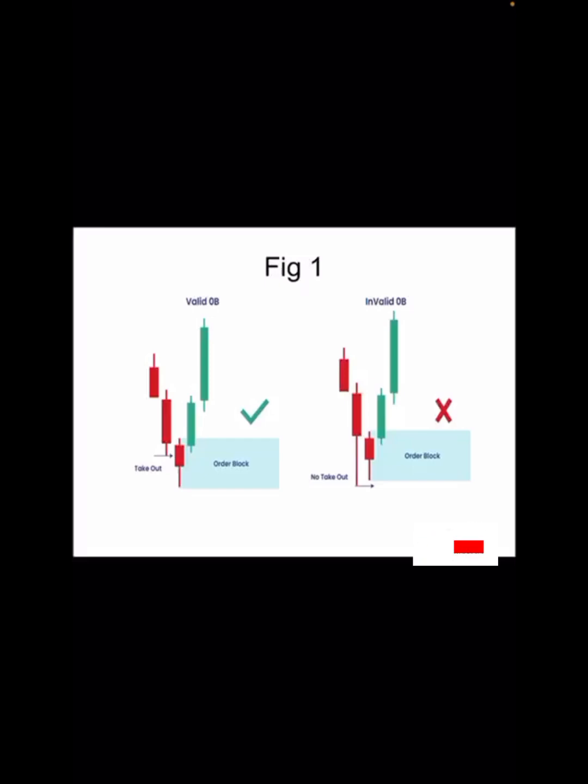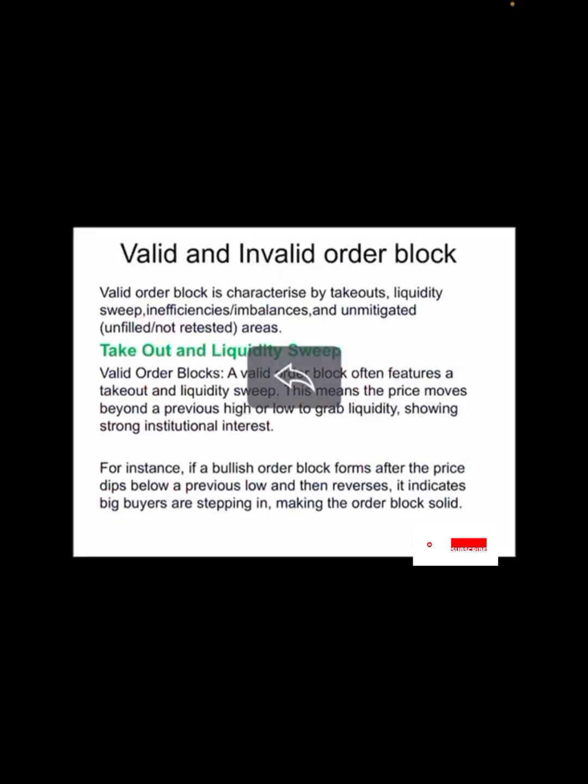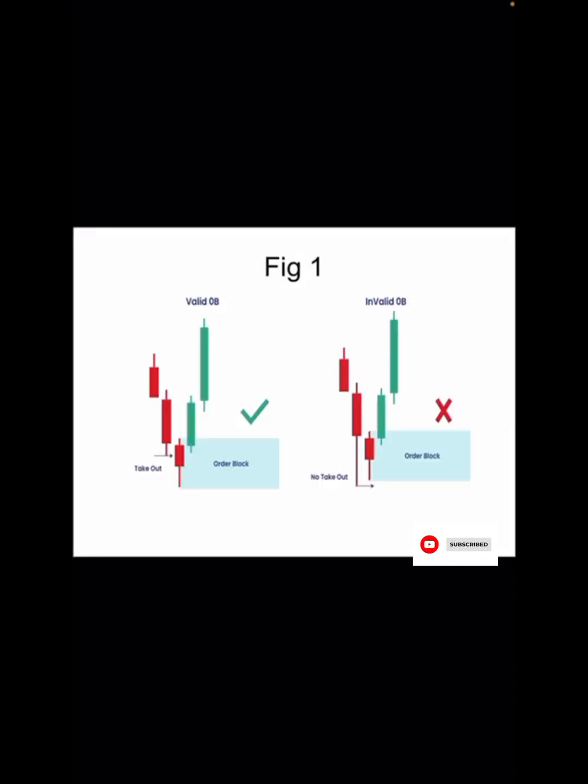Now we'll look at it. This is an example of what we are just talking about now, the takeout and sweep. Now you can look at this diagram, just look at it. You will see the difference between the valid and invalid. You can see that wick. That wick means it's taking out the sweep, taking out the liquidity area, because the market is always tending towards where there is liquidity and where there are imbalances.